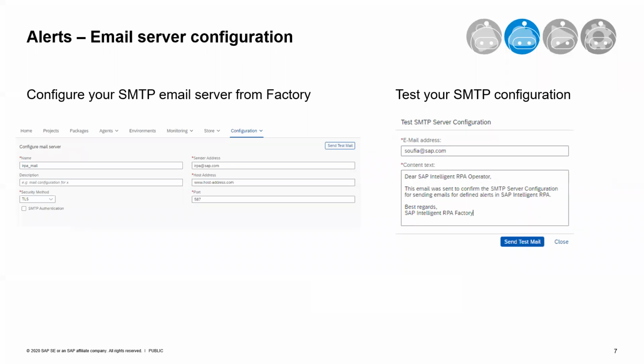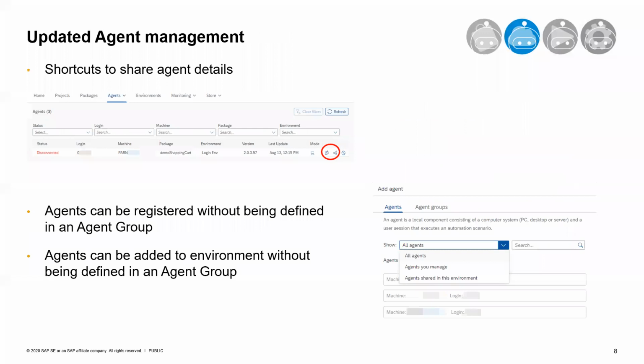All right, so to configure the email servers that will be receiving the notifications, we have added a new configuration tab inside the factory. Here you have to provide the required information, such as server name, security methods, user credentials, and so on. If you wish to test your configuration, you can send a test mail by indicating the email address and the content text in the test mail dialog. Note that this configuration is based on a tenant level.